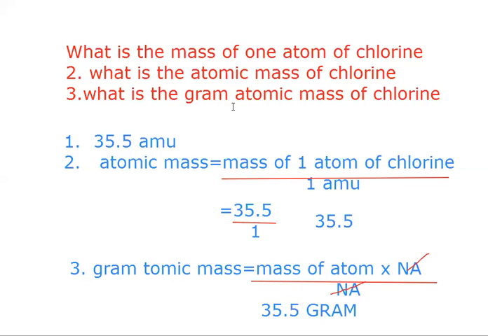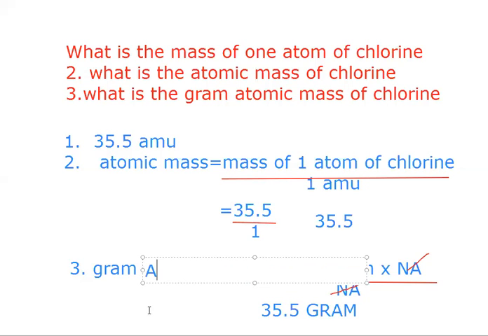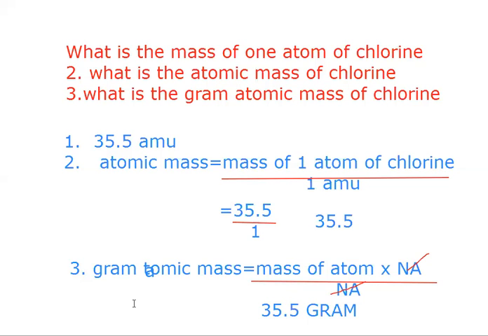And the last is the gram atomic mass. This gram atomic mass is defined as the mass of an atom into Na divided by Na, so it will have the same value. So these were the three terms that you will come across when you have to calculate the number of moles in any of the elements.